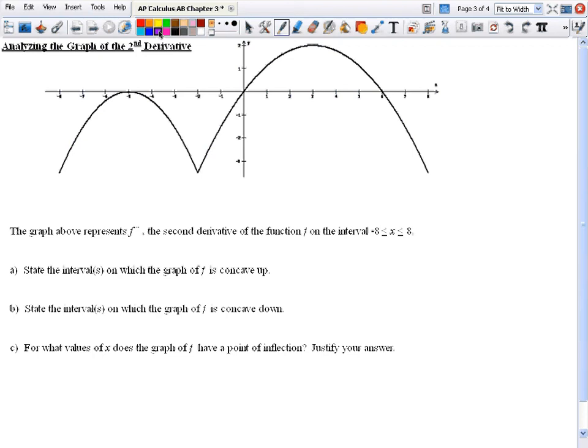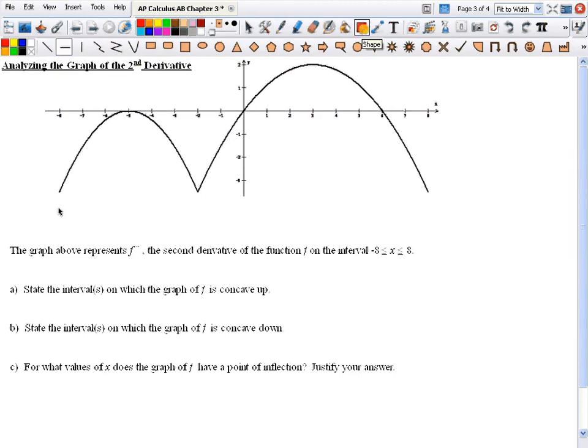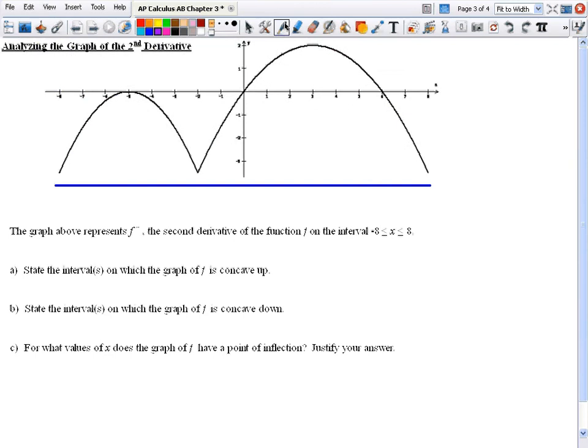And the last thing, for what values of x does the graph of f have a point of inflection, also known as inflection points? So remember, points of inflection come from when the graph at a specific point changes concavity. So the possible points of inflection, where the second derivative is 0 or undefined, would be -5, 0, and 6. But we can see at -5, the second derivative does not change sign. It doesn't switch concavity, so -5 is not a point of inflection.